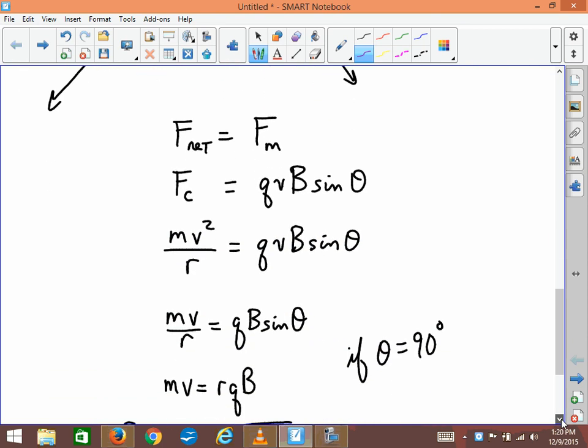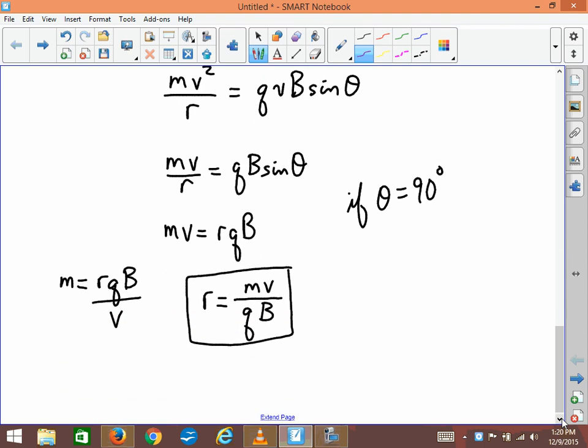And if I knew a little bit more about the particle involved, like say its charge and its velocity, I could find out how massive it was. Or if I knew how massive it was, I could find out its velocity or its charge. And so why is this useful?